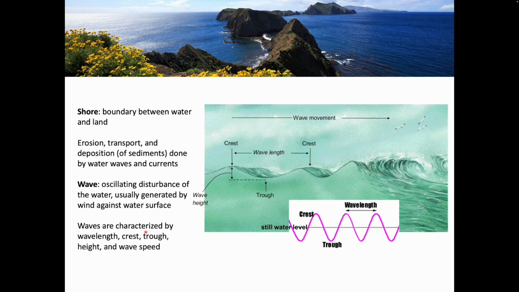Waves are usually characterized by wavelength, the distance between two equivalent parts of two waves; the crest, which is the highest point in a wave; the trough, which is the lowest part of the wave; the height, which is the difference in height between the crest and the trough; and the wave speed, which is the velocity that the wave is propagating through the water.